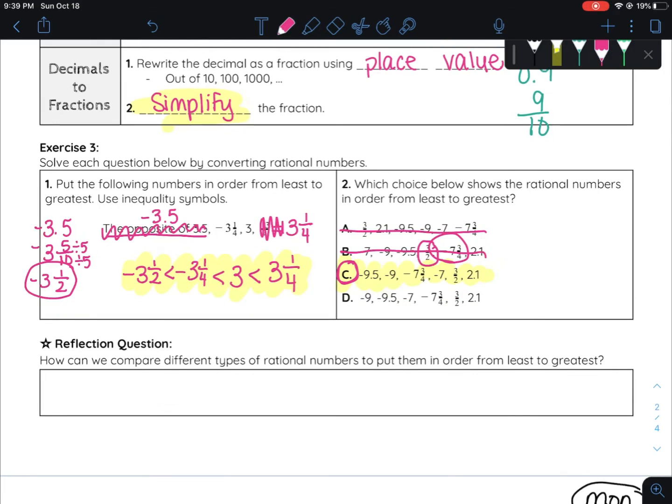Okay, we're just going to look at our reflection question. How can we compare different types of rational numbers to put them in order from least to greatest?